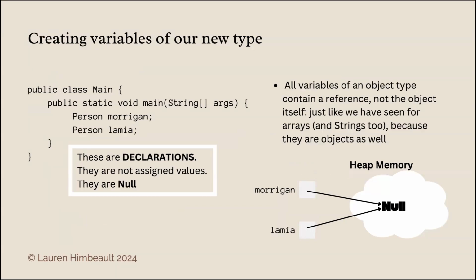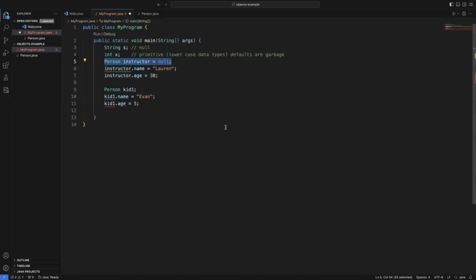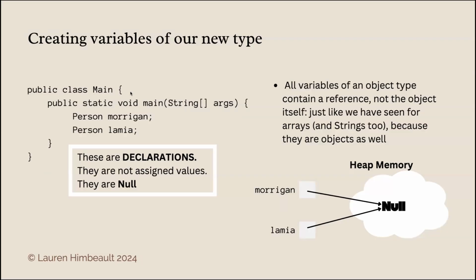So just in notes here, when we create a new variable, we do that declaration, we end up with no assigned value right now, right? So they are null. All variables of an object type are containing what's called a reference, not the object itself. So we've seen this with arrays, and we've actually seen it with strings too, because these are all objects. Our user-defined types are also objects. So our variable Morrigan or our variable Lamia right here, or our variable instructor, our variable kid1, those all by default are sort of just like placeholders.